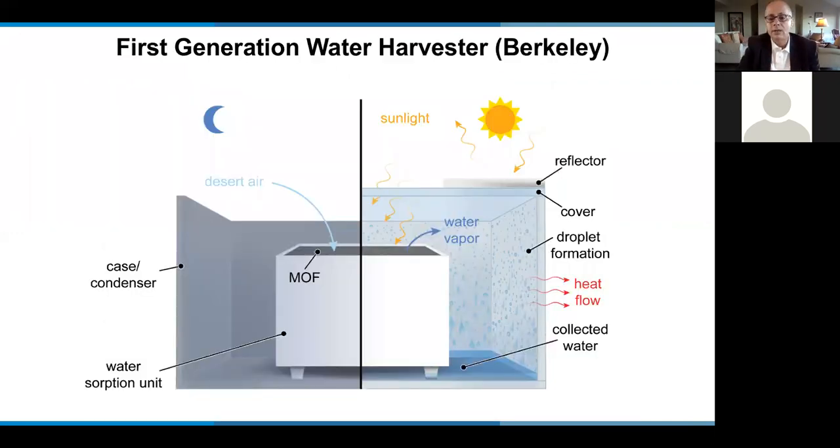So that was our initial device, and MIT folks got very excited, and they gave Evelyn a lot of money to develop that. And then I had to go my own way because I didn't get funding from MIT. So instead, we built our own next generation device at Berkeley, where we have a box within a box.